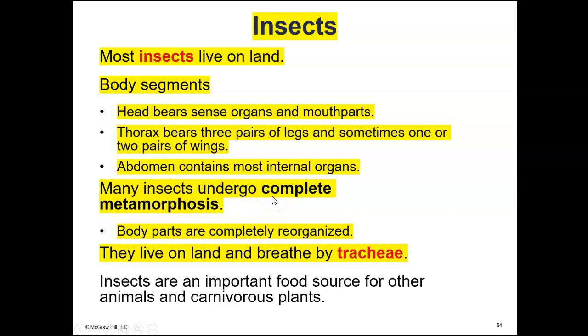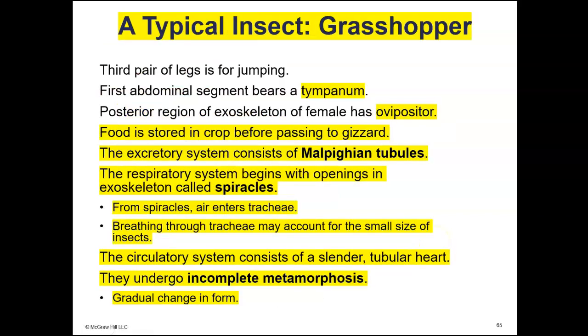A lot of insects undergo complete metamorphosis, for example, from a caterpillar to a butterfly, and then some undergo incomplete metamorphosis. Insects live on land and breathe by trachea and not gills. So a grasshopper is being used here as a typical example of an insect. The first abdominal segment in the grasshopper bears a tympanum, and that is simplified ears. And then the female has an ovipositor for eggs.